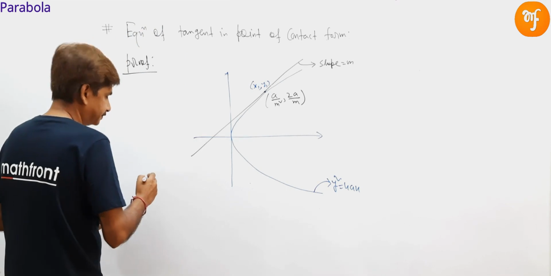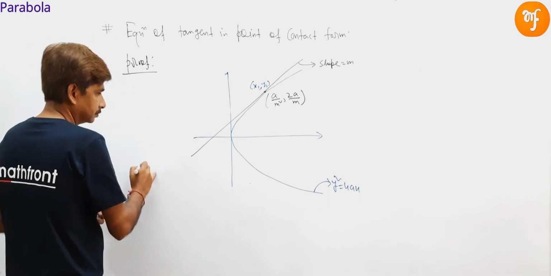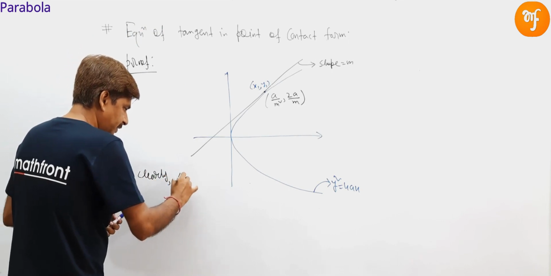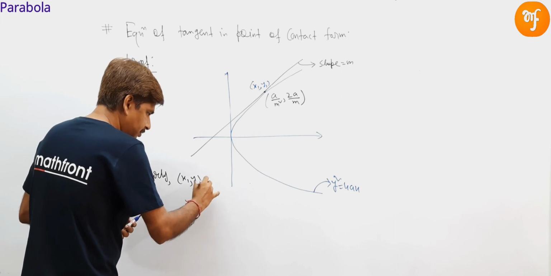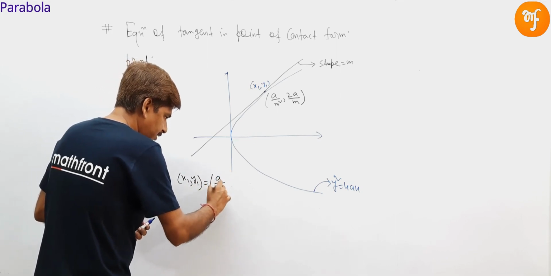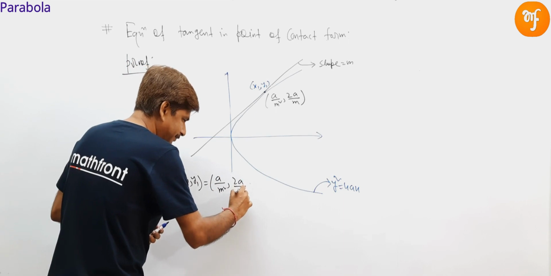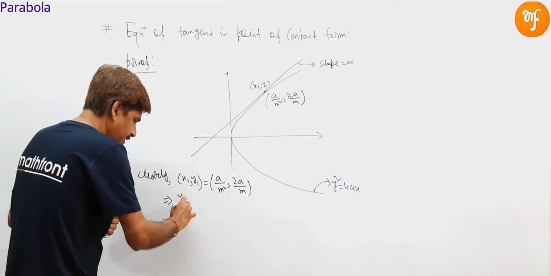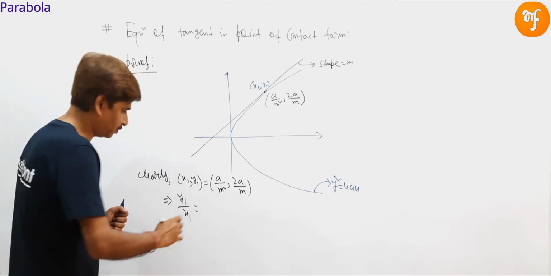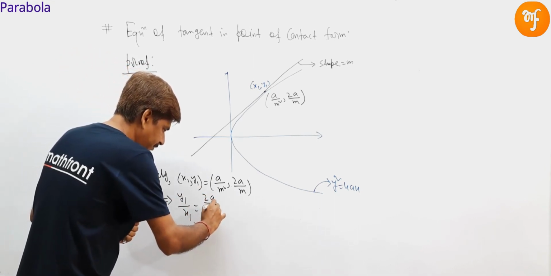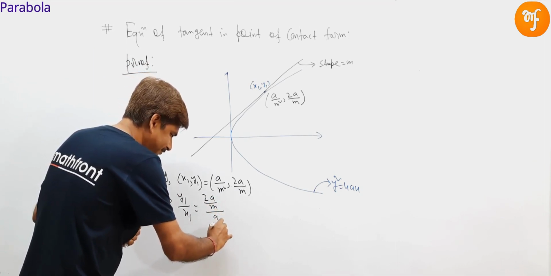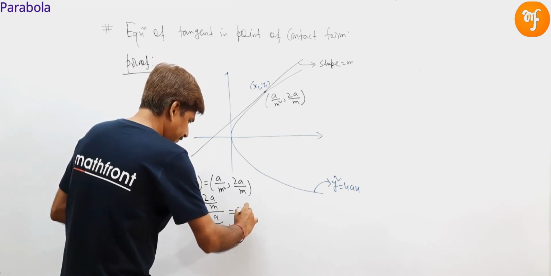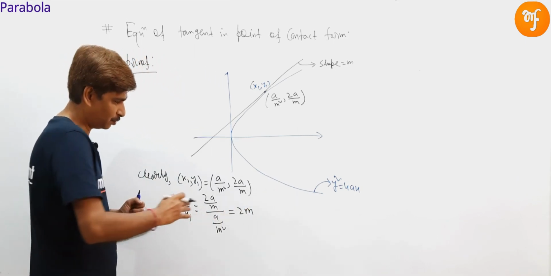Calculating clearly, x1 comma y1 is equal to a by m square comma 2a by m. So, what we can write? We can write y1 divided by x1 is equal to 2a by m by a by m square. So, this is nothing but 2m. So, what is the value of m?